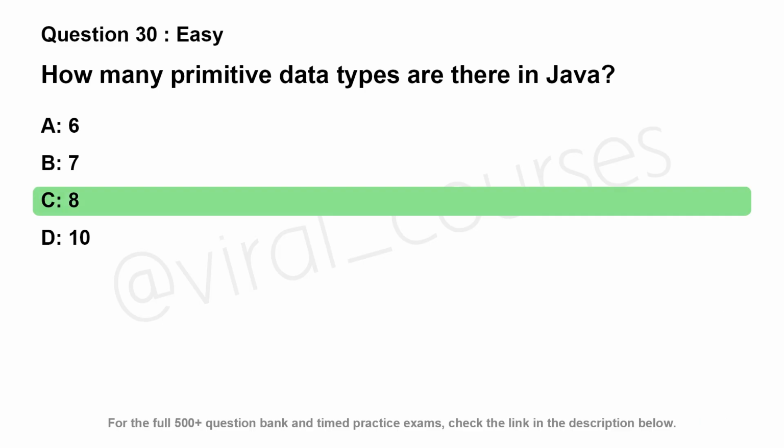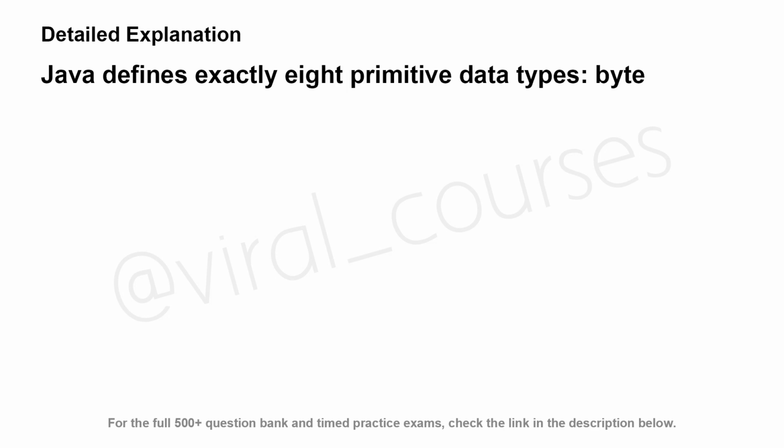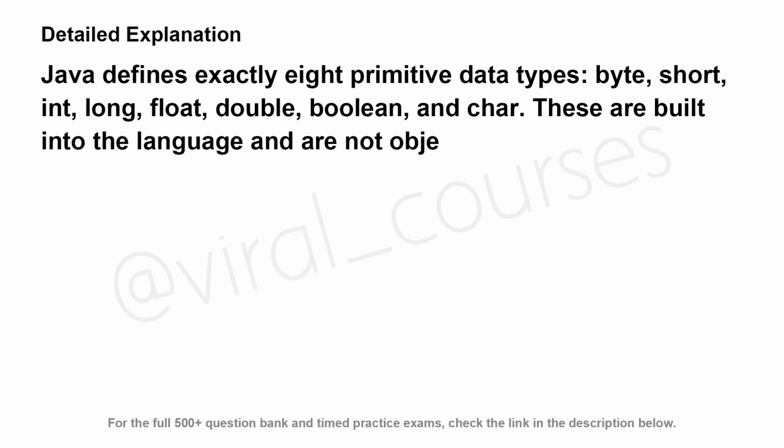The correct answer is C. Java defines exactly 8 primitive data types: byte, short, int, long, float, double, boolean, and char. These are built into the language and are not objects.